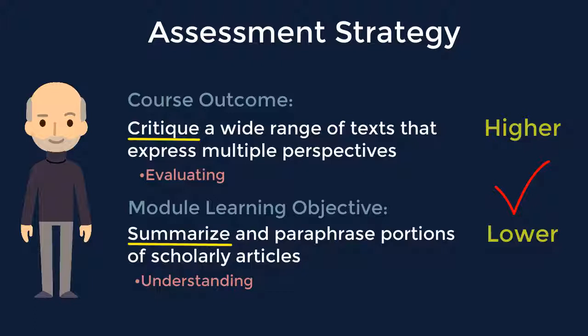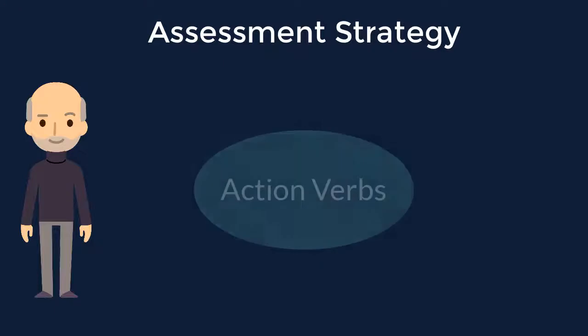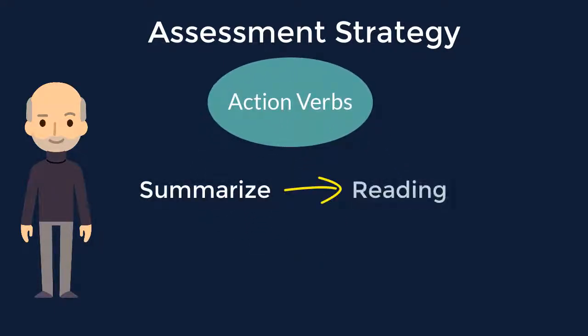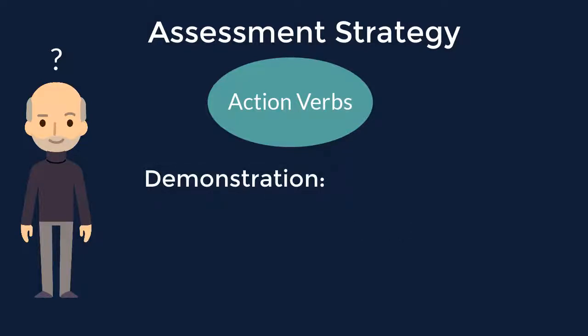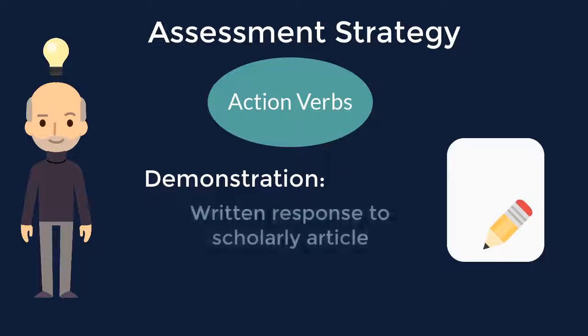To create the assessment that corresponds with these examples, take a cue from these action verbs. The verb summarize implies that students will be reading and interpreting a text that is presented to them. What could they do to actually demonstrate summarizing? In this case, you might assign a writing exercise that responds to an excerpt from a scholarly article. This activity is appropriate for the course outcome as well, since reading and interpreting a text is a component of critique.